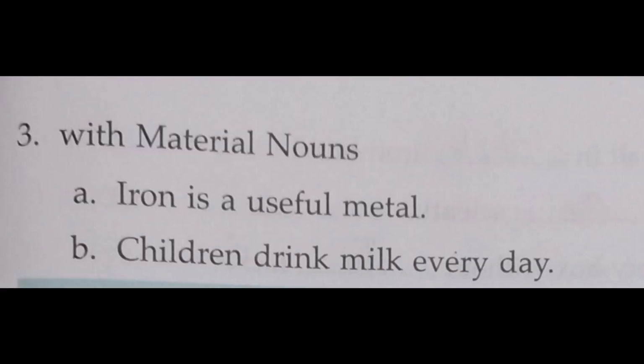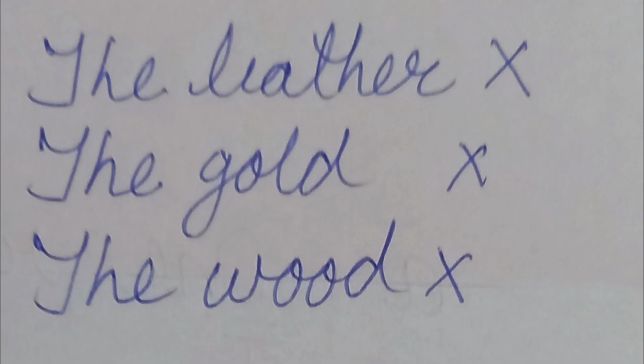Number three, article the is never used with material nouns. Let us see some examples. Leather, gold, wood. These are some examples of material nouns. Now, if we say the leather, the gold, or the wood, then it will be incorrect because article the is never used before a material noun.